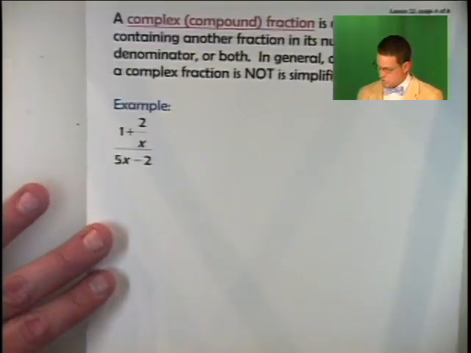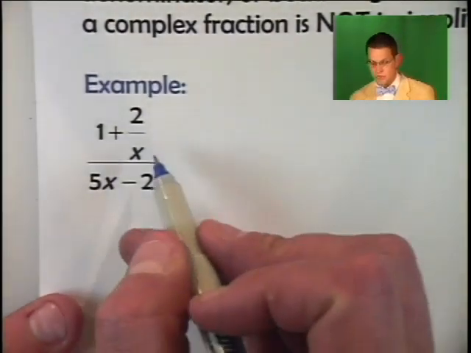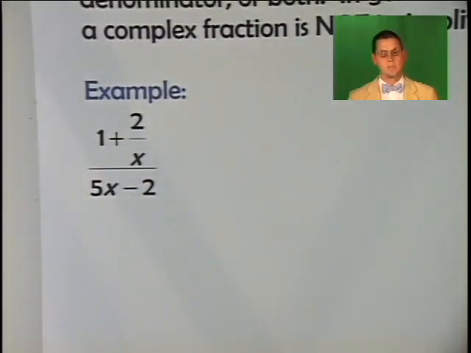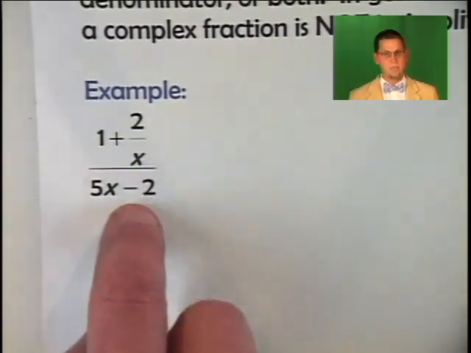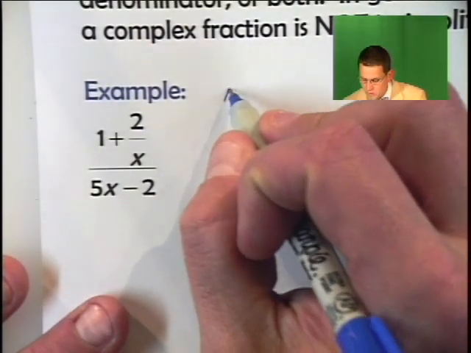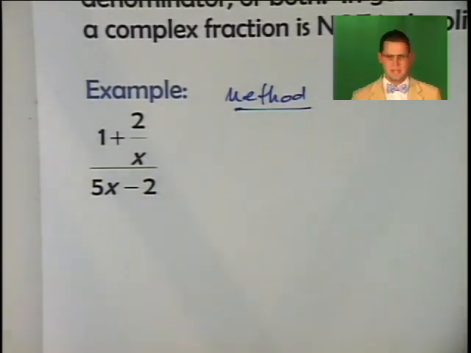So here we go. Notice that in this thing right here, we have 1 plus 2 over x. So there's a fraction, 2 over x, all divided by 5x minus 2. And that's what the fraction means. It means divided by. So I have a fraction divided by something. It's a fraction within a fraction. That's complex. Now, there are two ways to do this. Method 1 is going to be basically doing what we did last time. We're dividing by something, and remember, dividing by something is the same as multiplying by the reciprocal.